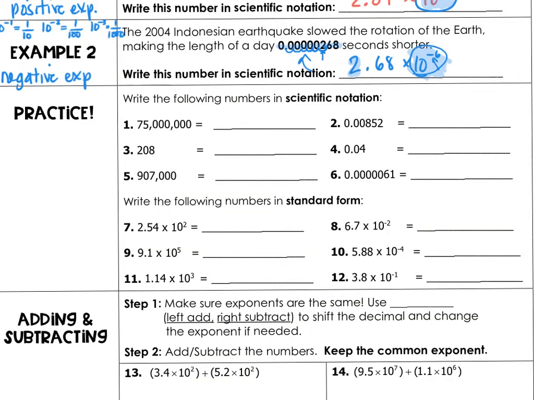So go ahead and try some of these practice problems and check your answers on Canvas to confirm that you are able to write numbers in scientific notation or from scientific notation to standard form accurately. Again, check on Canvas your answers and mark any of the ones that give you a hard time.